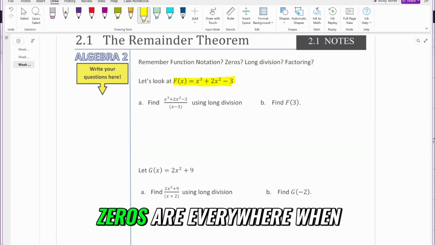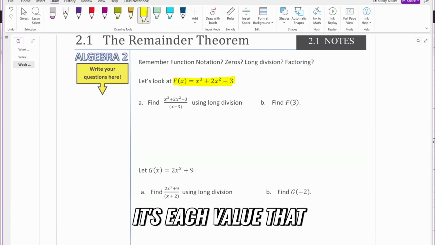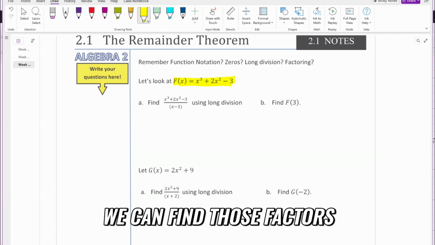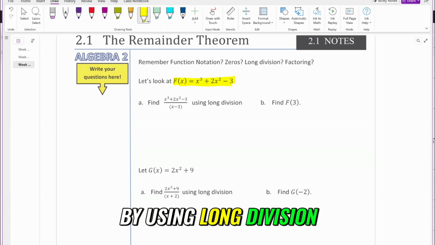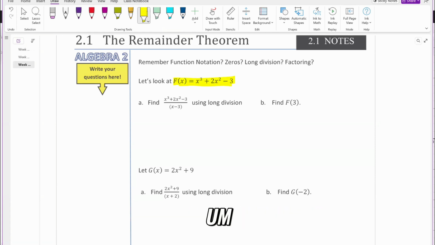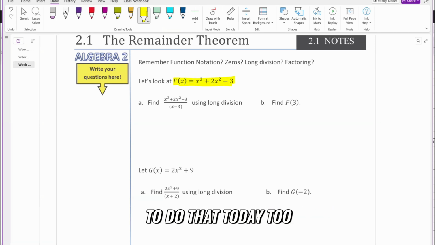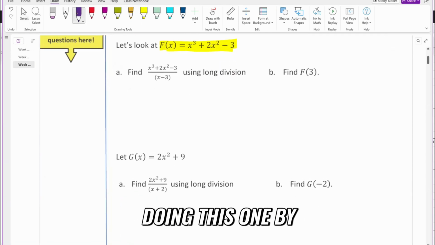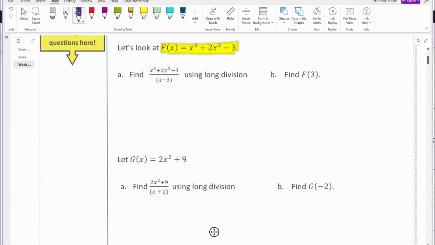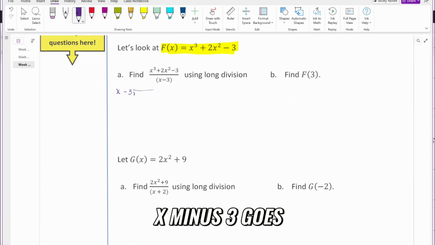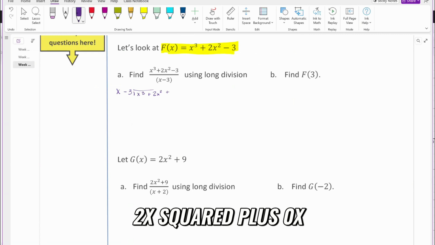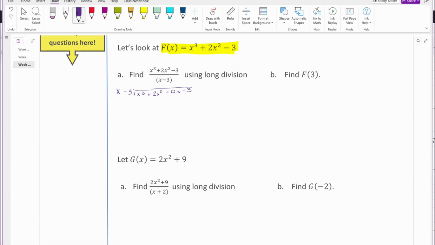Zeros are everywhere when y is equal to 0. It's each value that will give you a y of 0. We can find those factors by using long division, by factoring, and we're going to learn another way to do that today too. So we're going to start doing this one by long division because it tells us to. So I'm going to say x minus 3 goes into x cubed plus 2x squared plus 0x minus 3.